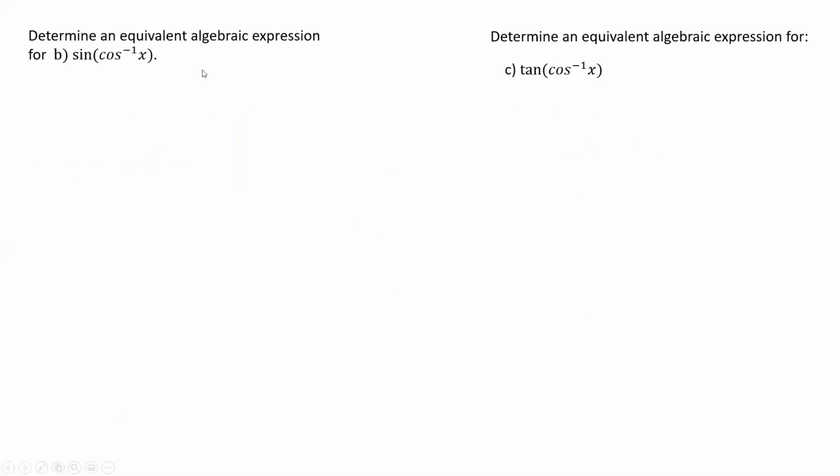Determine an equivalent algebraic expression for the sine of the inverse cos of x. If you feel comfortable, try this one on your own. And if you need to work with me, let's keep going. We'll start on the inside. The angle whose cosine is x. We'll call that theta. To get rid of the inverse cos of x, we'll take the cosine of both sides. The cosine of the inverse cosine, those will essentially cancel each other out, leaving us with x.